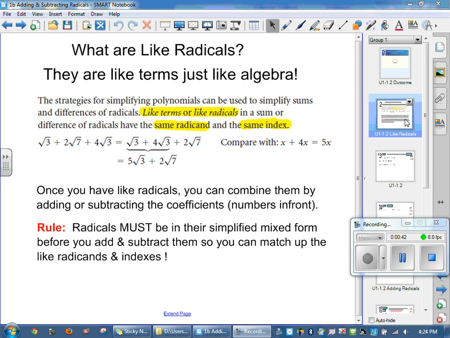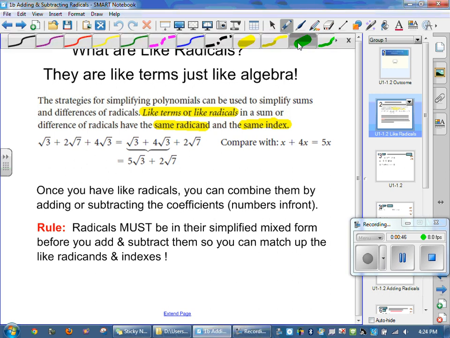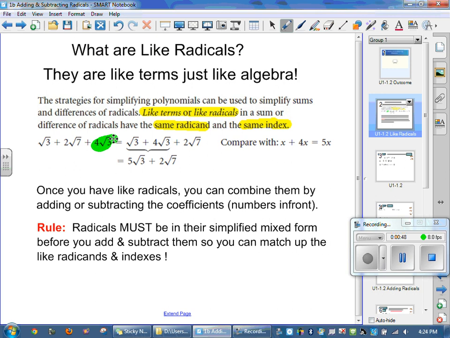In my first example here, I see I've got a couple root 3's, so I can group them together. Don't forget you've got a hidden coefficient of a positive 1 in front of that root 3. So you're going to add the 4 and the 1 to create your 5. Root 3 stays the same, just as your variable would in polynomials.